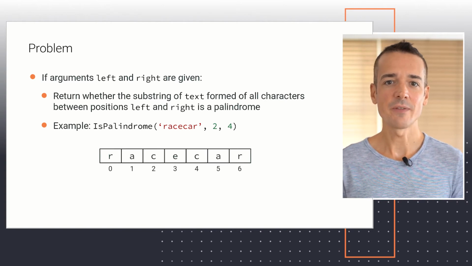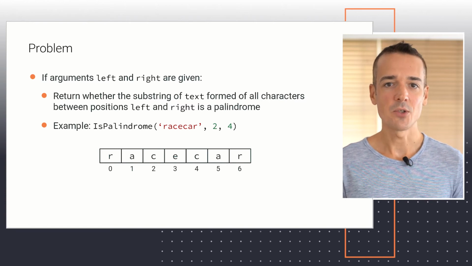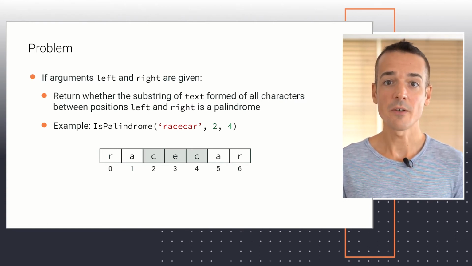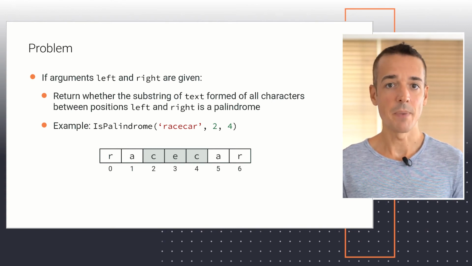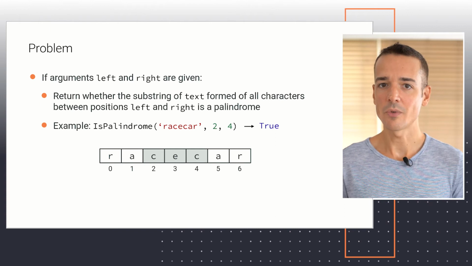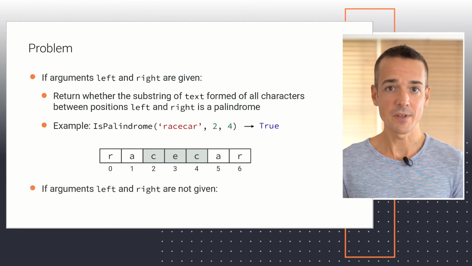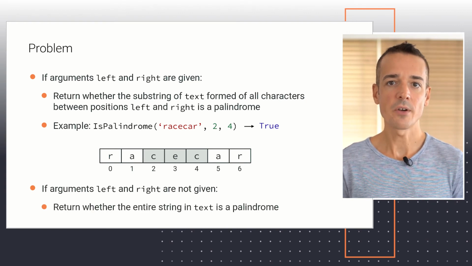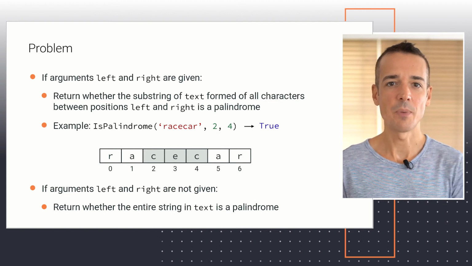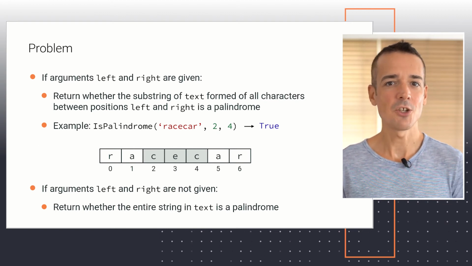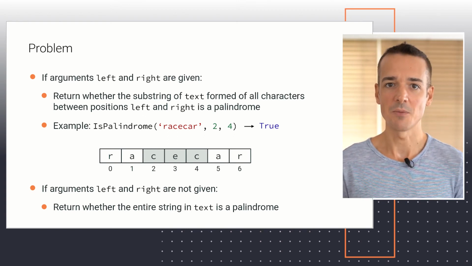Here's a representation of the entire string, including the positions of each character. The substring between positions 2 and 4 is formed of characters C, E, C. Since this substring is a palindrome itself, the function would return true. Now, if arguments left and right are not given, the function should return whether the entire string in text is a palindrome. I recommend that you pause the video here for a moment and take your time to understand how exactly the isPalindrome function is expected to behave.